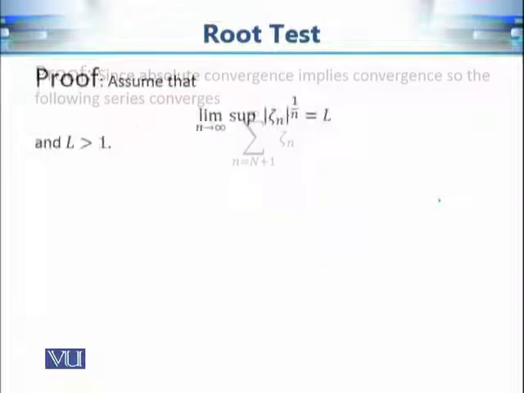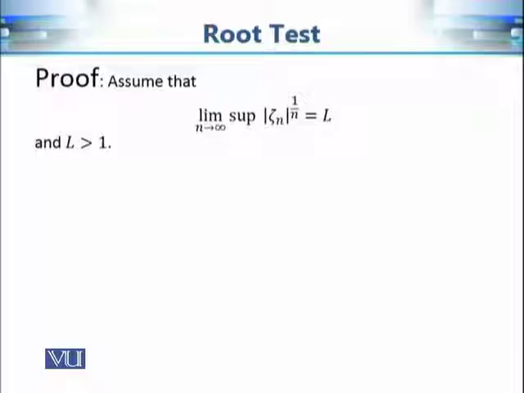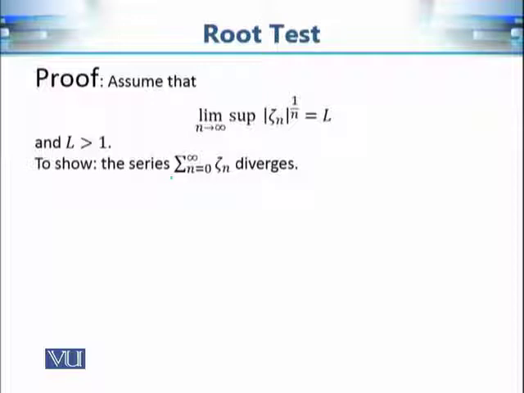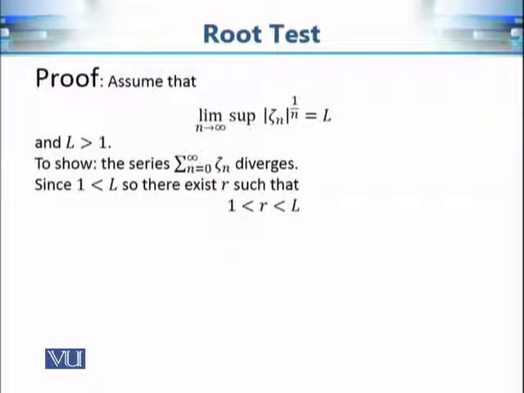So now let's move on to the second case. The second case is when the lim sup is equal to L and L is bigger than 1. What do we want to show? We want to show that this series diverges. Now if L is some number which is bigger than 1, let's say this is 1 and this is L, then once again using the properties of real numbers, there are infinitely many numbers between 1 and L. So let's say R is just one such number that lies between 1 and L.